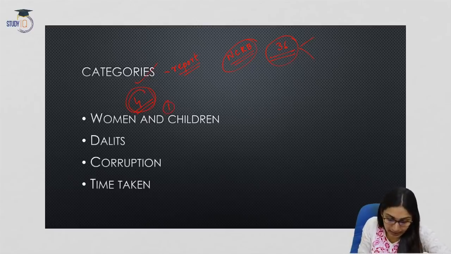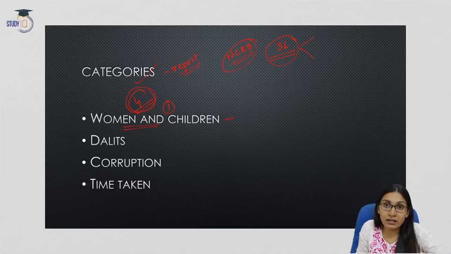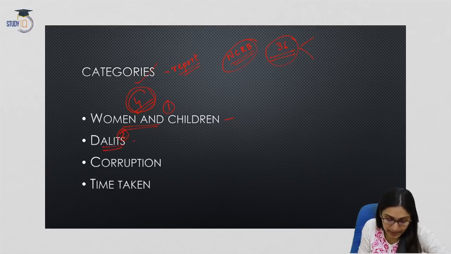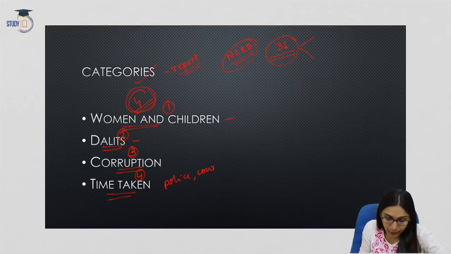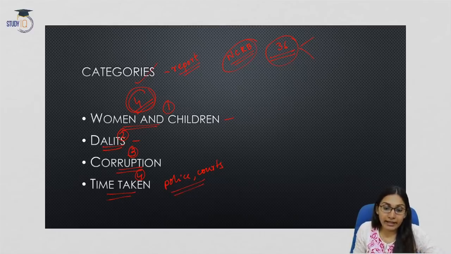The first one is crime against women and children. Women and children are considered a vulnerable group in society. The second one is atrocities against the Dalits. The third one is cases of corruption. And the fourth one is the time taken by the police and also the courts for the conclusion of the cases. So these are the 4 categories where a very significant diversification of data can be seen.